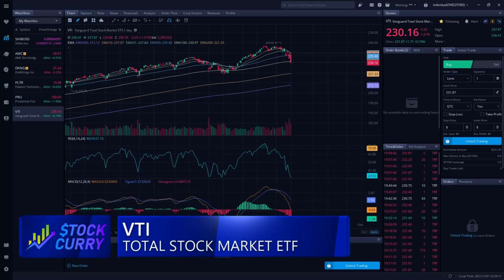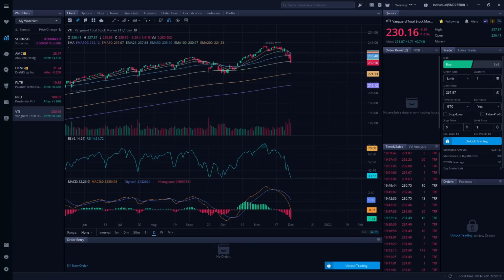And the last stock we're going to talk about today is VTI. This is the Vanguard Total Stock Market ETF. Keena Grace recommended adding VTI to your portfolio as a way to balance out your portfolio and limit the severe swings you might be seeing.